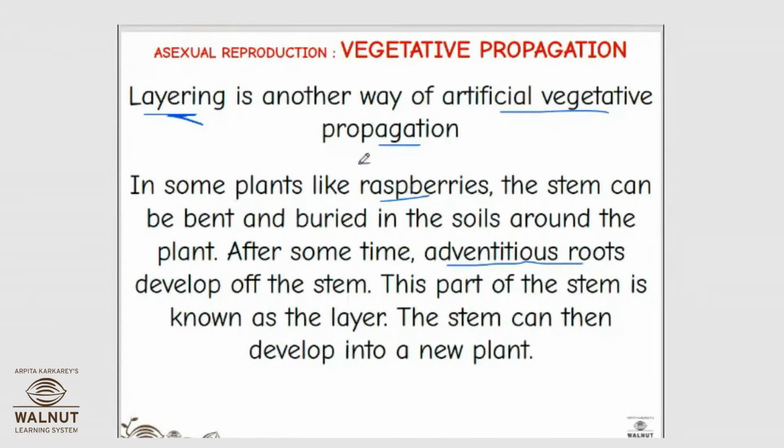So the best example is raspberries. If ever you get a chance to visit Mahabaleshwar or Panchgani, you can see, especially raspberries, mulberries, strawberries. Most of these berries are grown in that way only, layering on the ground, spread on the ground. You would have seen it ever.